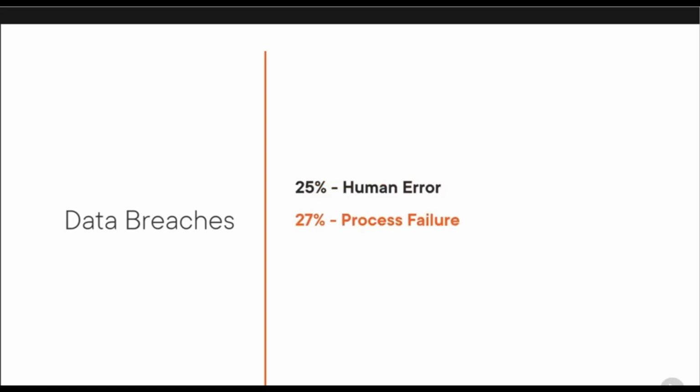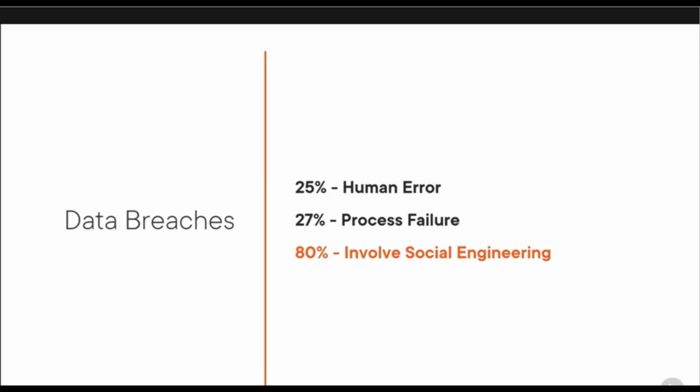27% of breaches are attributed to process failure. Following a set of policies and procedures is an important part of working within an organization. If you could be convinced not to follow the proper guidelines and instead perform an action that you normally wouldn't do, that is social engineering as well. In fact, 80% of data breaches today involve some form of social engineering.